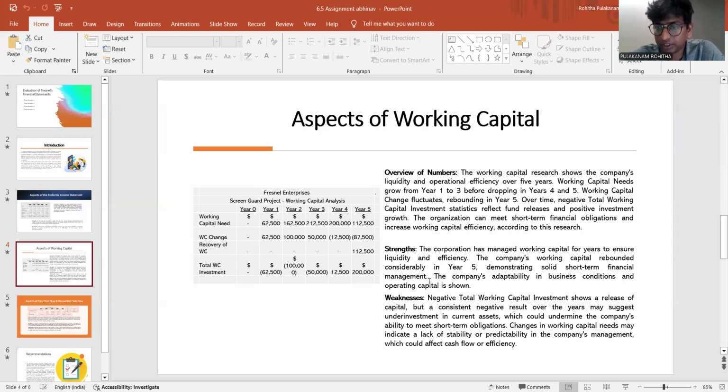The strength of the corporation is that it ensures liquidity and efficiency considerably rebounded in 5 years, and the company's adaptability in business conditions and overall capital is shown. The negative is that the total working capital investment shows a release of capital, but a consistent negative result over the years may suggest underinvestment. And the predictability in the company's management would affect the cash flow.